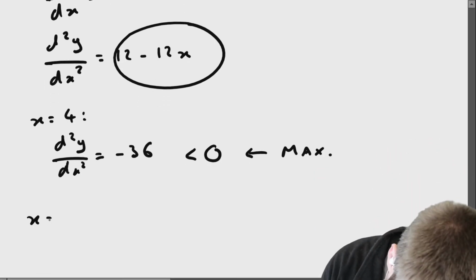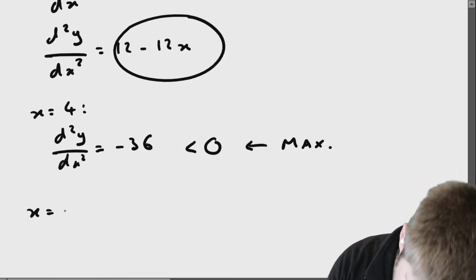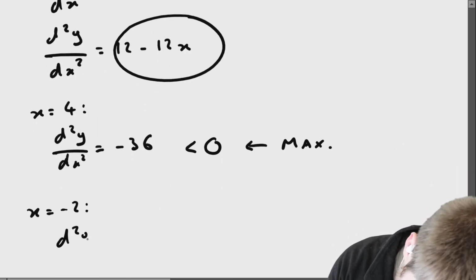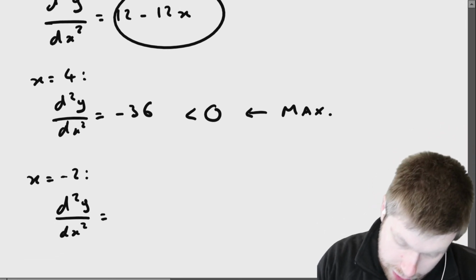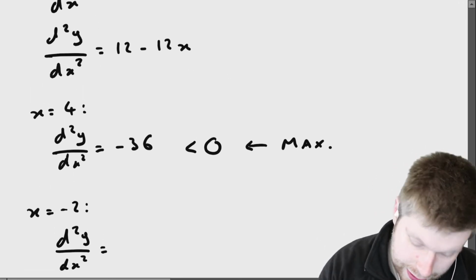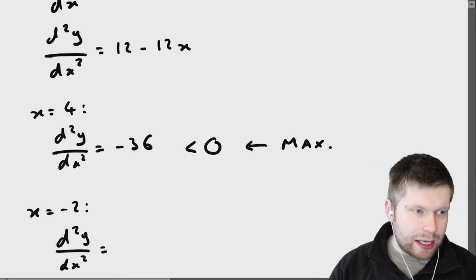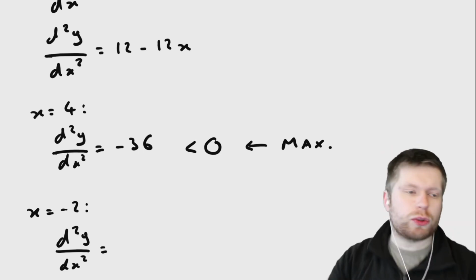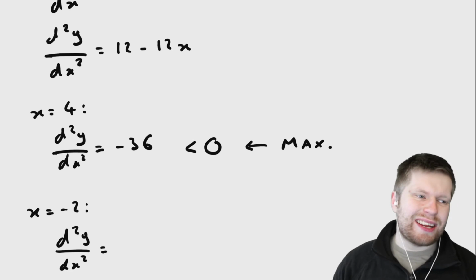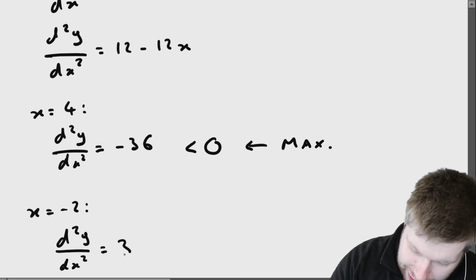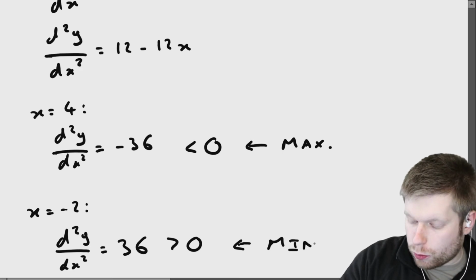Now, what was my other x coordinate? It was -2. So if I try x equals -2, then d2y by dx squared equals, let's stick -2 into my 12 minus 12x. I get 12 plus 24, because of course we've got 12 minus 12 times -2. That's equal to 36. I know that's positive, which means that point must correspond to a local minimum.